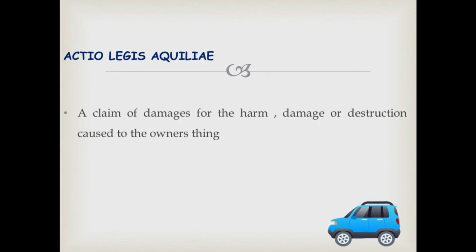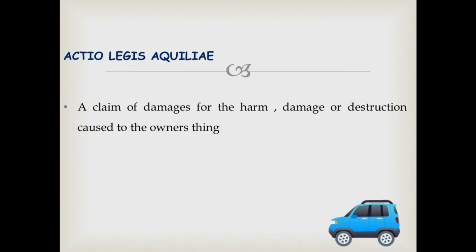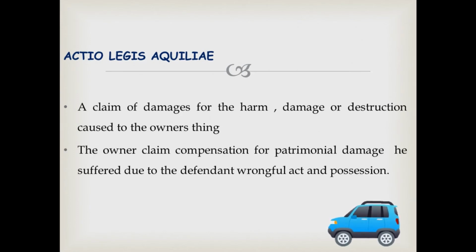Then we have ACTIO LEGIS AQUILIAE. It is a claim of damages for the harm, damage, or destruction caused to the owner's thing. The owner claims compensation for patrimonial damage he suffered due to the defendant's wrongful act and possession of that thing. This action is all about compensating for damages on the property.